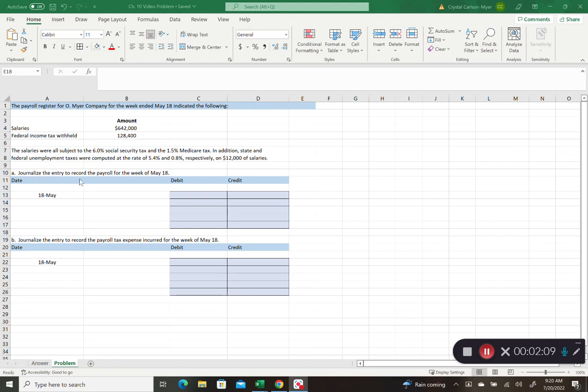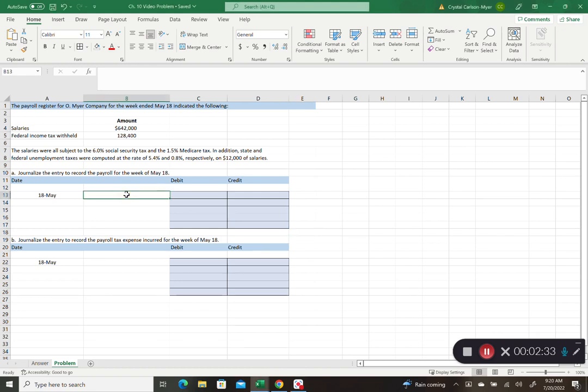We want to journalize the entry to record the payroll for the week of May 18th, and then journalize the entry to record the payroll tax expense. So the payroll is the amount you're paying out to your employees. This is the amount of Social Security, federal income tax, and Medicare tax that you're collecting on your employees' behalf and then remitting over to the government at your specified intervals.